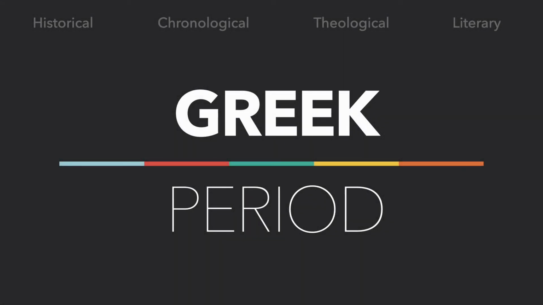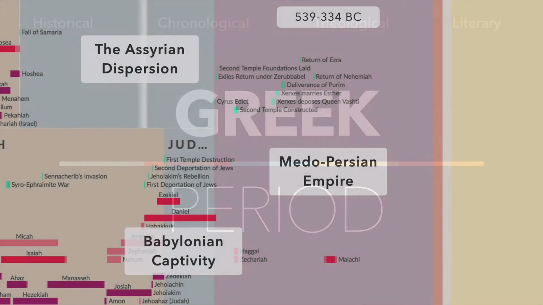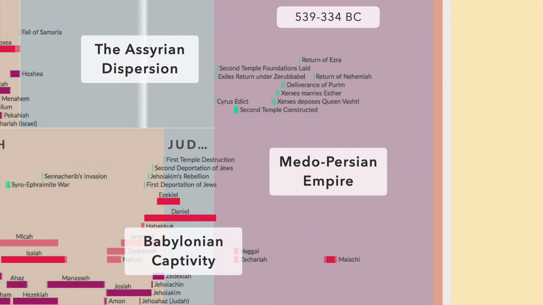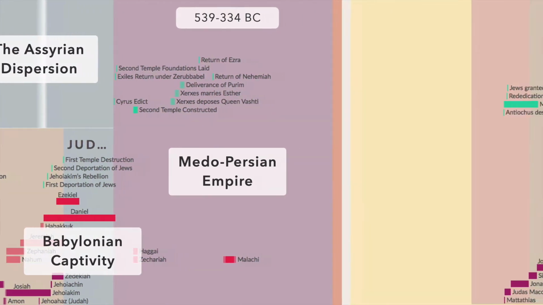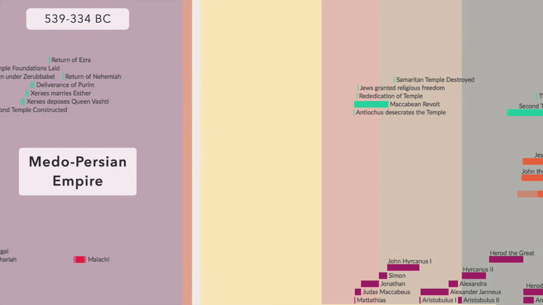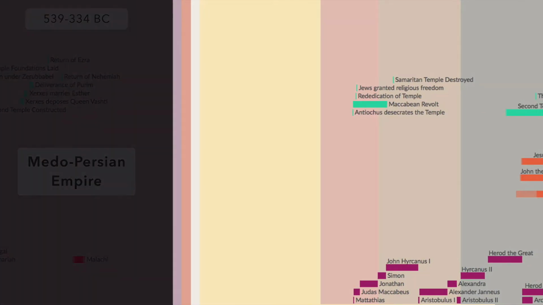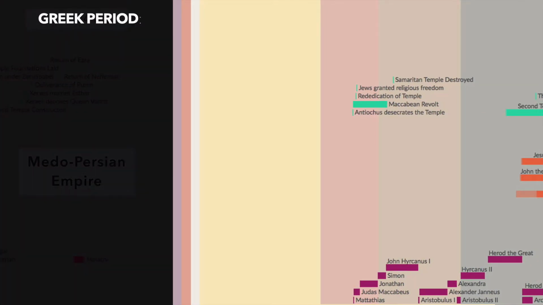All right, let's talk about the Greek period. In our previous video, we talked about the Persian period. This is the final period of the Old Testament. And now let's slide down the Bible timeline and look at what happens between the end of the Old Testament, which was during the Medo-Persian period, and the Roman period, which is where the New Testament takes place.